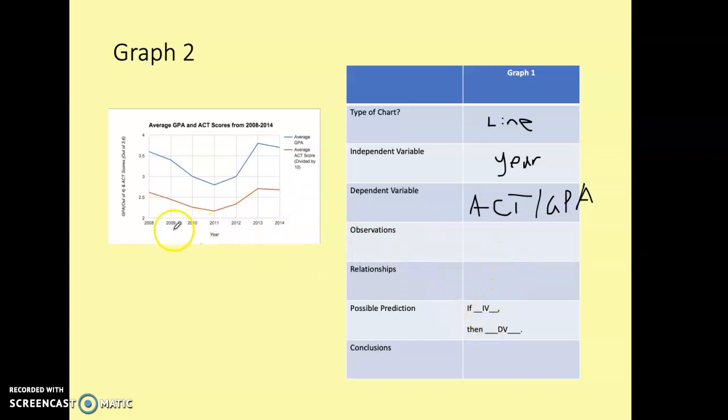Possible predictions. If you change the year, then your GPA and ACT scores are going to change too. So like maybe something happened. Say this was a city that was hit by tornadoes really bad in 2011 during the school year. So GPAs dipped because students had less access to utilities and things that they needed in order to be safe and have a good year. And because of that, their ACT scores also went down.